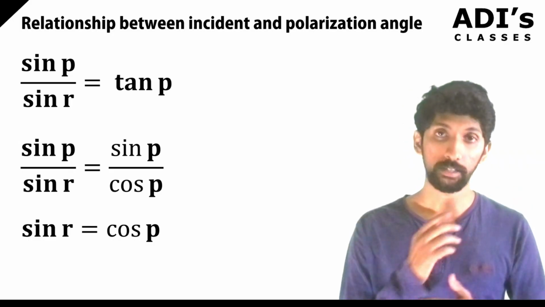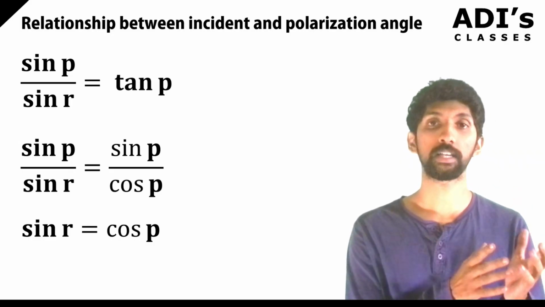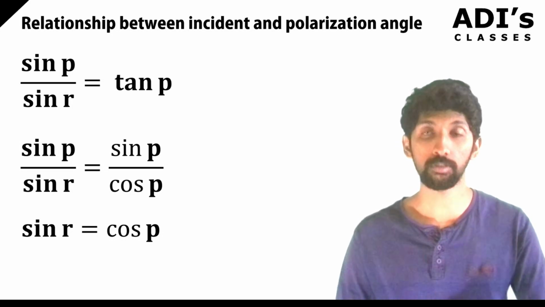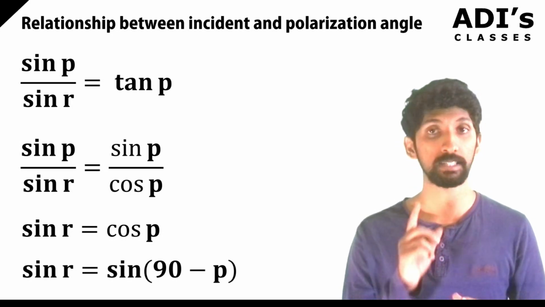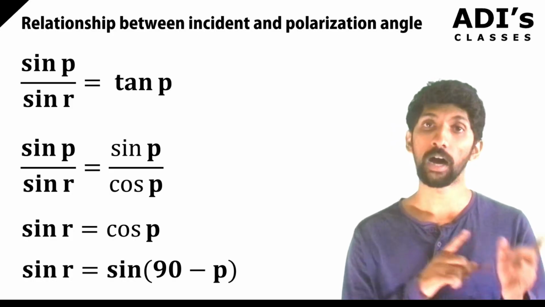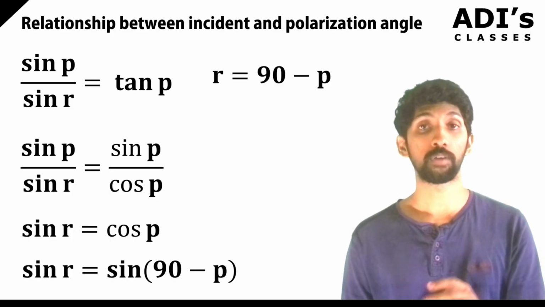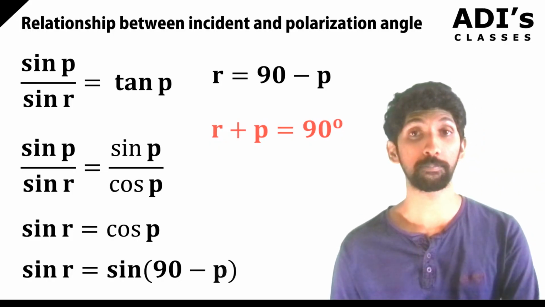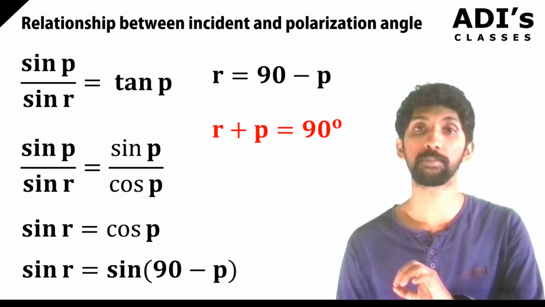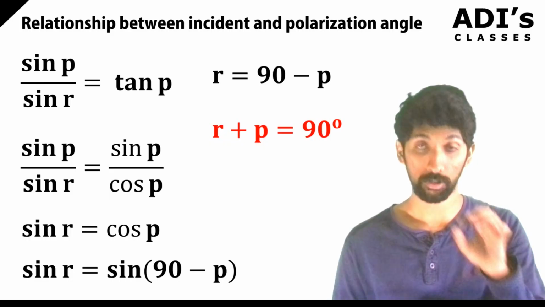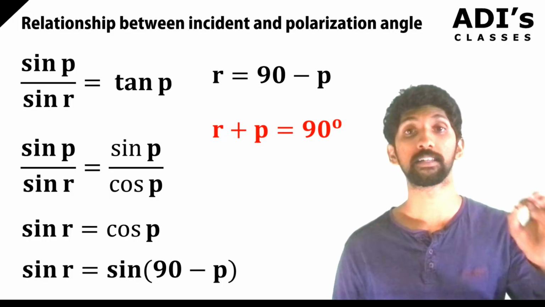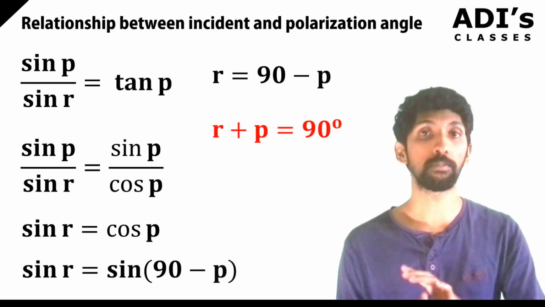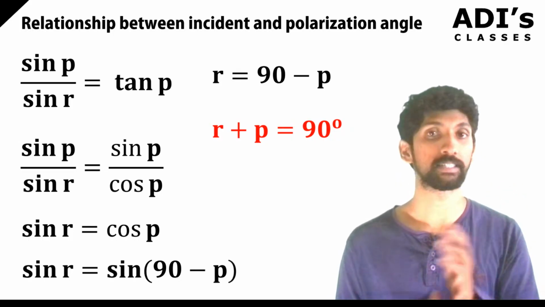Now, using trigonometric functions, cosine can be written in terms of sine, correct? So we have sin R is equal to sine of 90 minus P, or R is equal to 90 minus P, or we get R plus P is equal to 90. It gives us a very clear picture of the relation between the incident angle or the polarizing angle and the refracted angle here. So the sum of the angles R and P is 90.